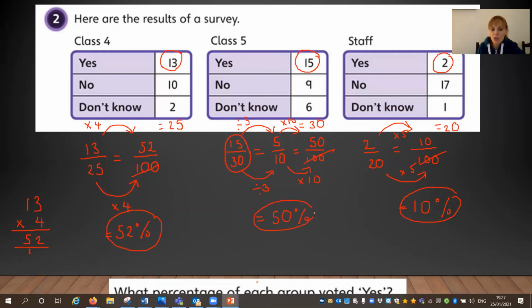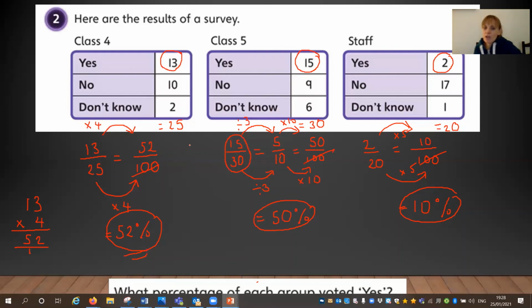So which grouping had the most yeses, we can say actually is class 4, didn't it? Even though class 5 had 15 people saying yes, class 4 actually had 13 people saying yes, but because it was out of 25, the percentage was actually higher, and so they had more people saying yes.